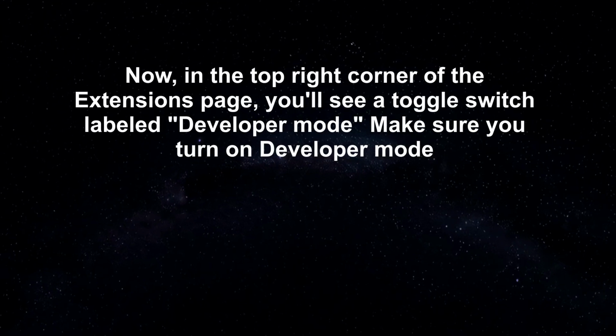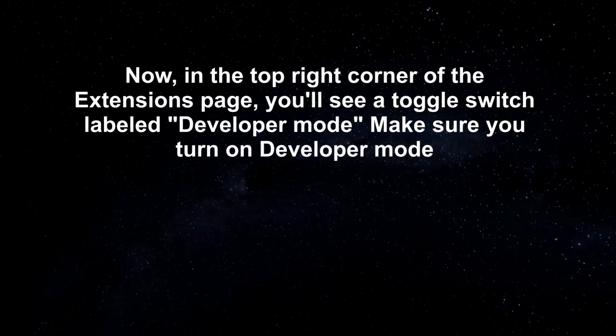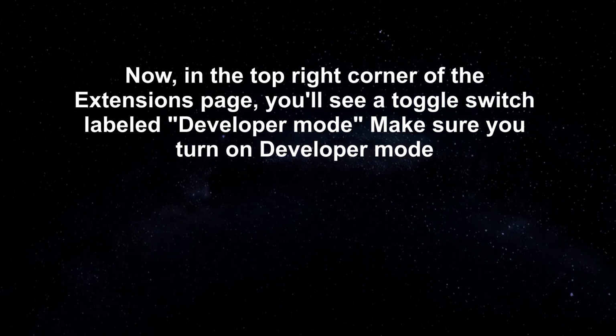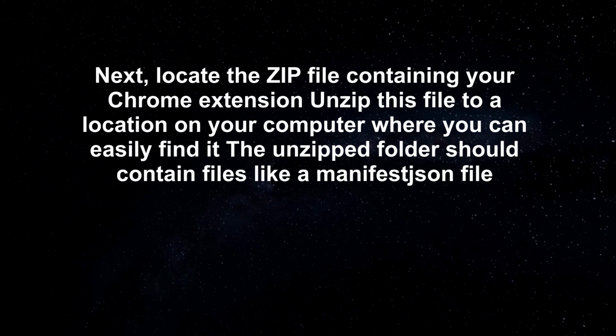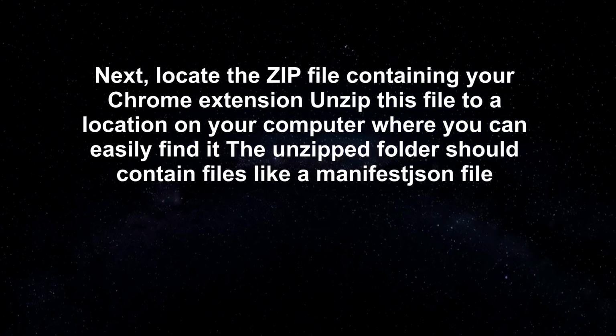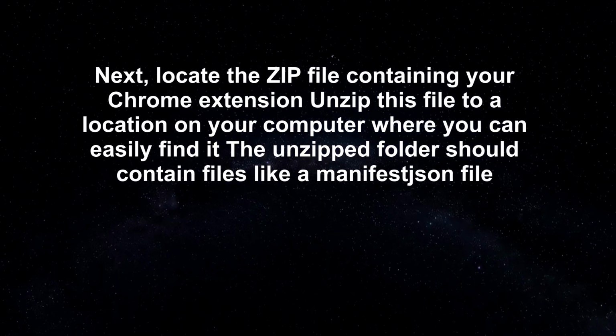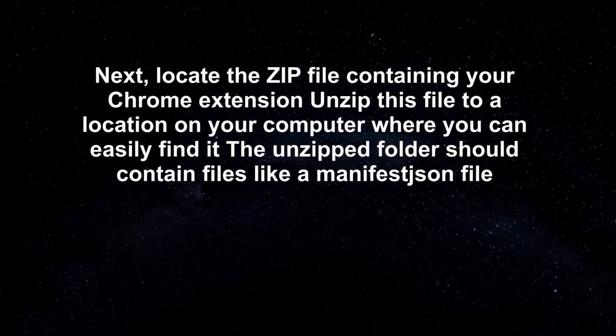Now, in the top right corner of the Extensions page, you'll see a toggle switch labeled Developer Mode. Make sure you turn on Developer Mode. Next, locate the zip file containing your Chrome extension and unzip this file to a location on your computer where you can easily find it. The unzipped folder should contain files like a manifest file.